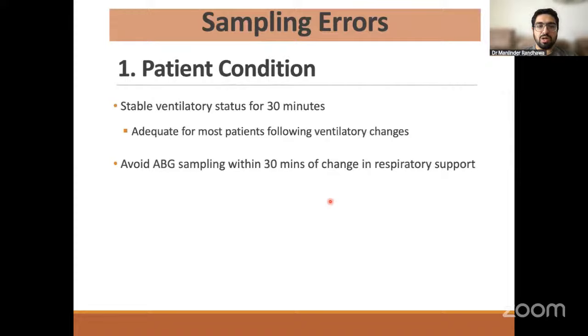The first one: if you're trying to assess a change in arterial blood gas after you've made a change in the ventilatory settings of the patient, wait for at least 30 minutes after that change. If you do sampling before that, you will not see the effect that your change in ventilatory settings has caused. So wait for at least 30 minutes after you tweak your ventilator to see the effect of that change in settings on your blood gas.